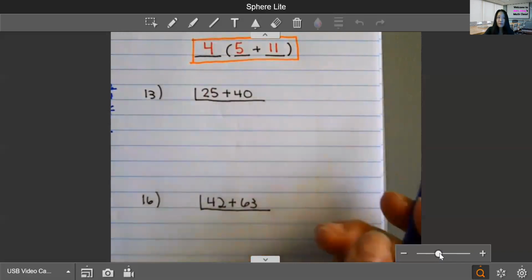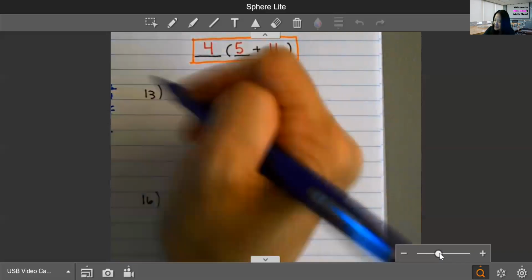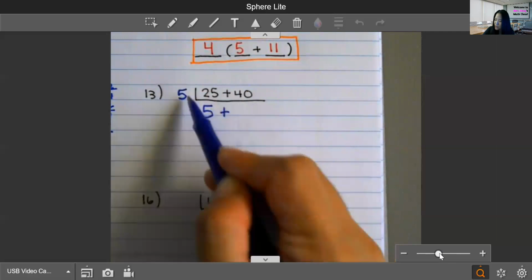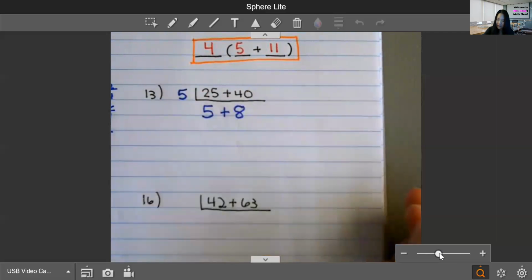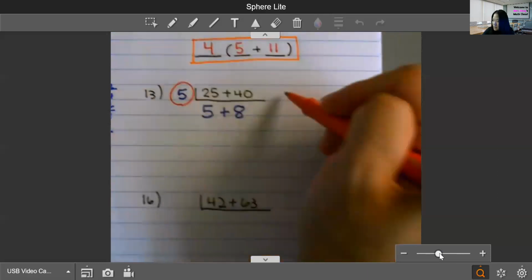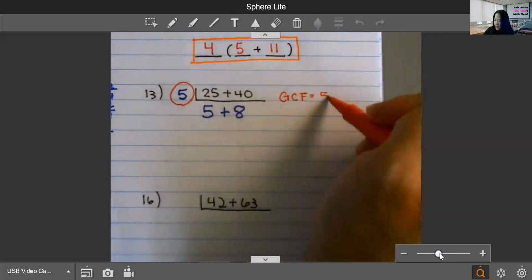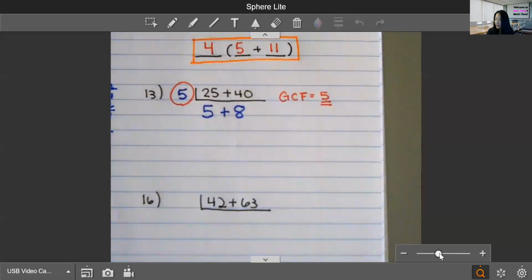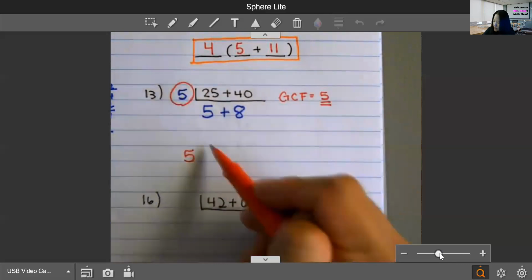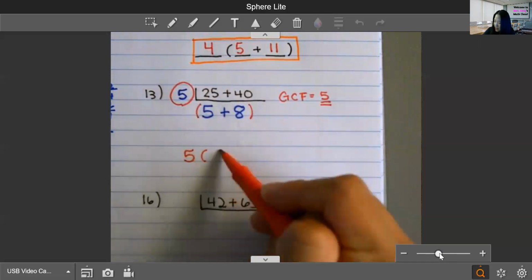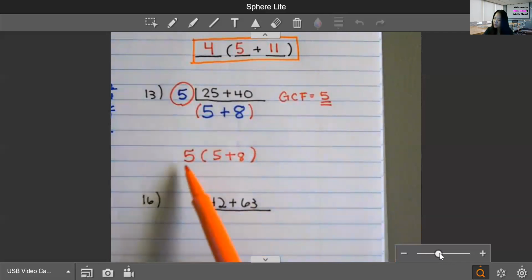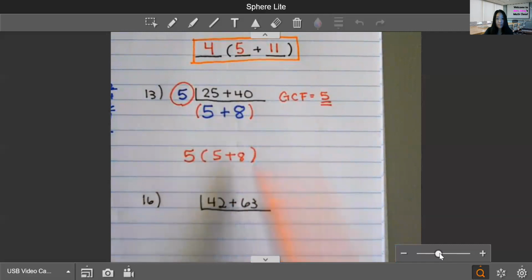25 plus 40. 25 and 40, hopefully you guys figure out that it is 5. 5 goes into 25 5 times, plus 5 goes into 40 8 times. Well, since 5 and 8, there's no other common factor but 1. So your greatest common factor, you already found it. It is 5. So then I'm going to write my final answer, which is 5, greatest common factor, parentheses, 5 plus 8, and then close the parentheses. Product of the GCF and another sum.